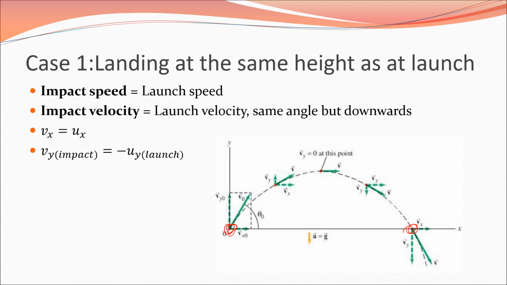What do we notice in terms of speed? The impact speed and the launch speed are the same. The velocity has the same magnitude but in a different direction, as in the initial velocity up is the same as the final velocity, but down. Hence we've written it there mathematically.